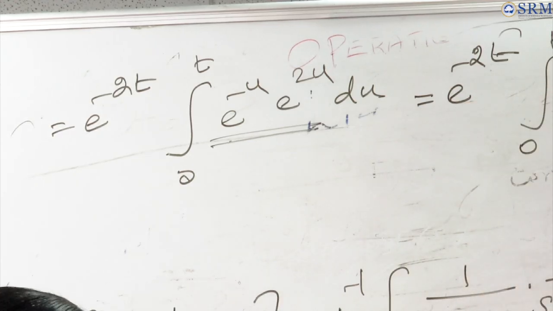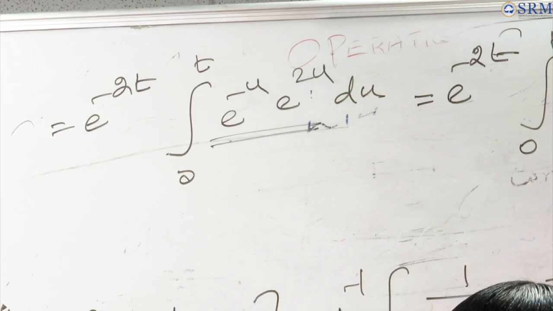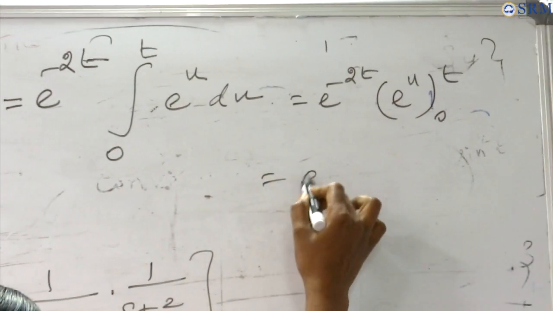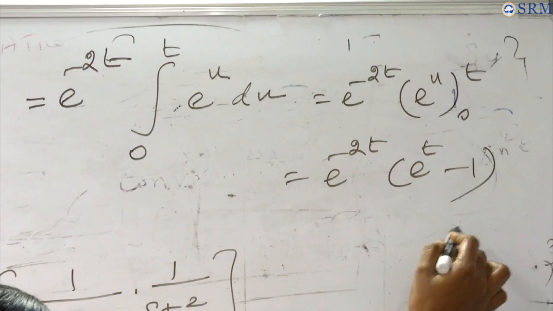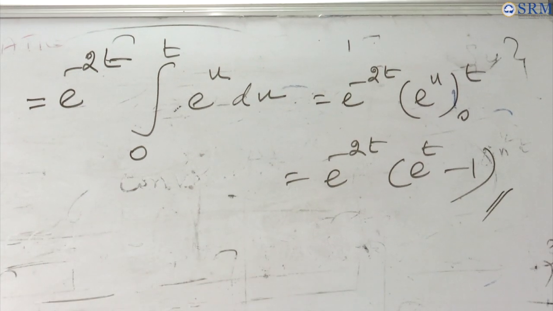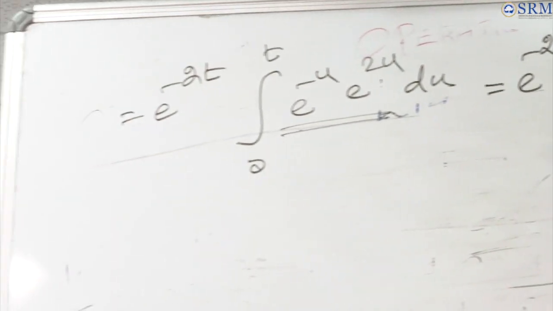E power x integration is e power x, so that is equal to e power of minus 2t times e power u from 0 to t. So e power minus 2t times (e power t minus 1). This is the final solution. One more problem based on convolution, in terms of one is cos, another one is sine, or both of them are cos functions.